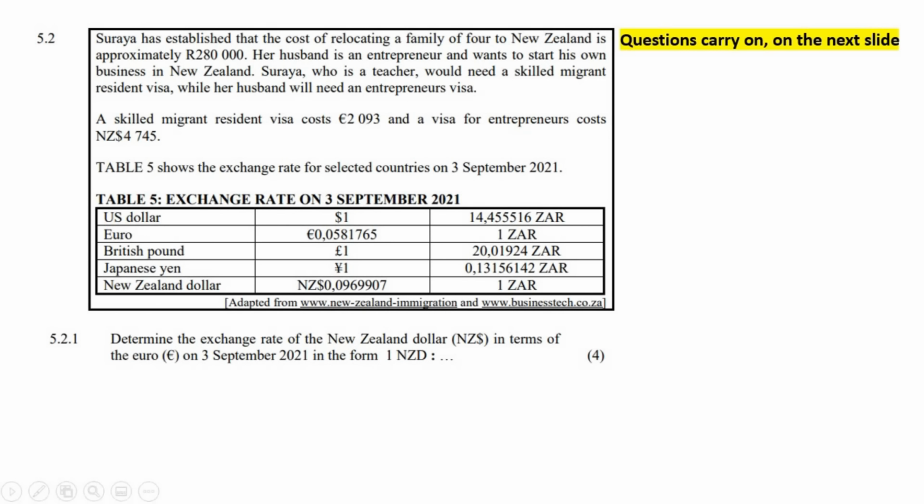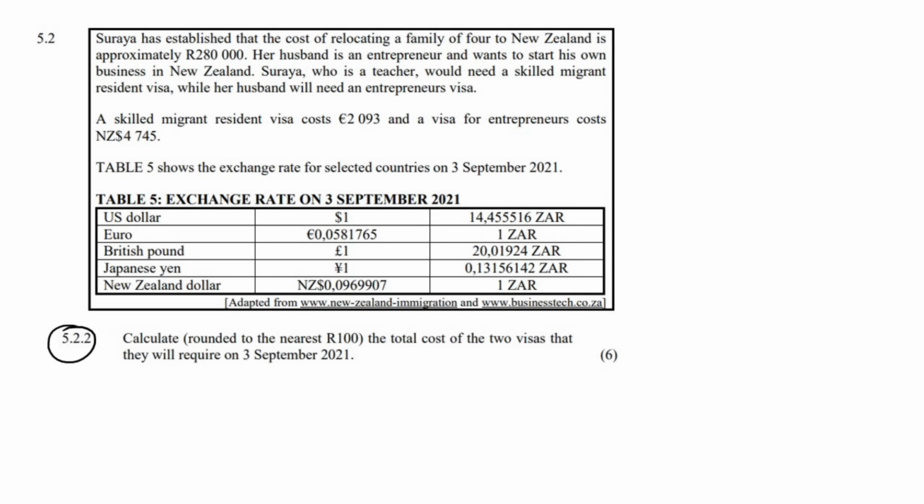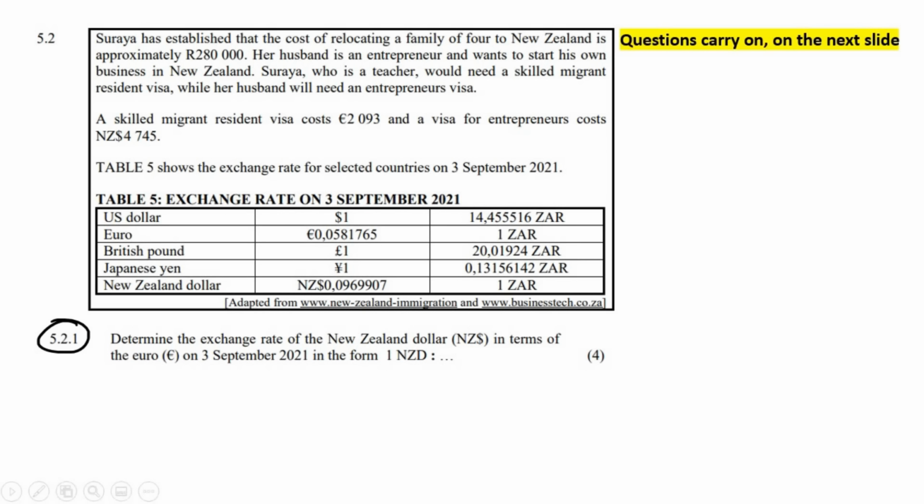So the first thing I want to mention with this question is that it comes in parts. So this is the first part, and then there's a second part. So Ruya has established that the cost of relocating a family of 4 people to New Zealand is going to be 280,000 Rand. Her husband is an entrepreneur and wants to start his own business. So Ruya, who is a teacher, would need a skilled migrant resident visa, while her husband will need an entrepreneur's visa. A skilled migrant resident visa, so that's the one that Ruya is going to need because she's a teacher, is going to cost 2,093 euro.